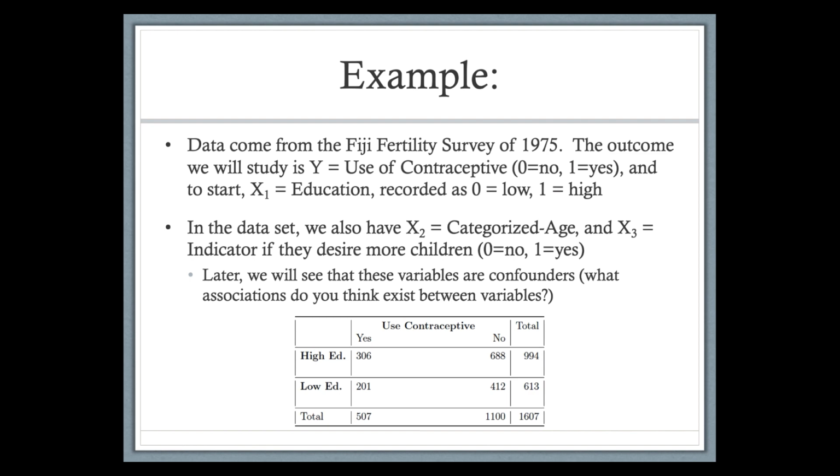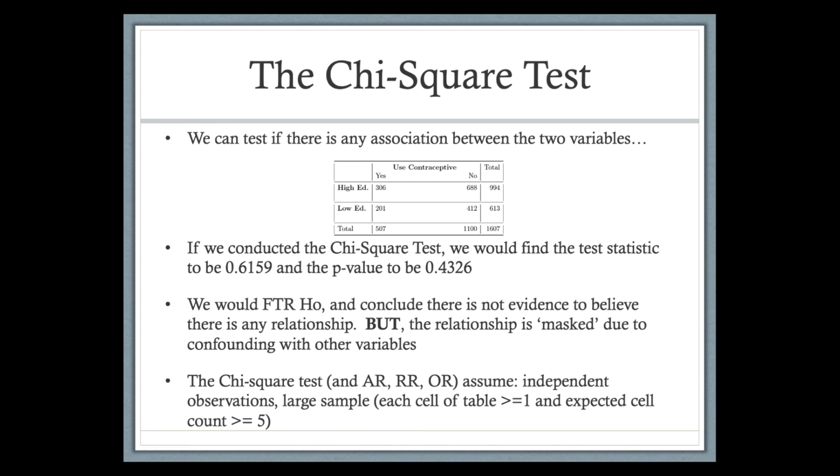But first, what we want to do is just start in the simple case of one x variable, one y variable. So the relationship between whether education is high or low, and whether they're using or not using contraceptives. We can see the 2x2 table displaying the relationship between those two variables right here. Looking at that 2x2 table, we could use the chi-square test to help us test, is there any association between level of education and contraceptive use.